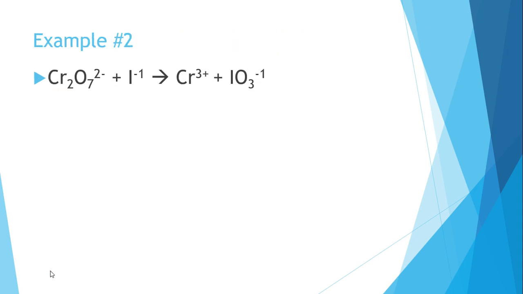Let's try it with another example. Here we have a reaction and we need to write the two half reactions. Remember, chromium is going to be with chromium, and then iodine again is going to be with iodate over here. Let's first start with chromium. We have Cr2O7 with a 2 negative charge, and it is turning into chromium ion with a 3 plus.